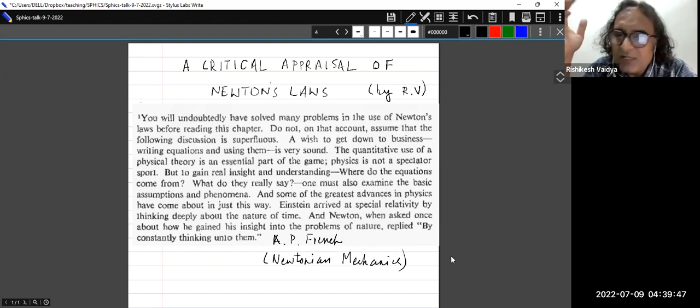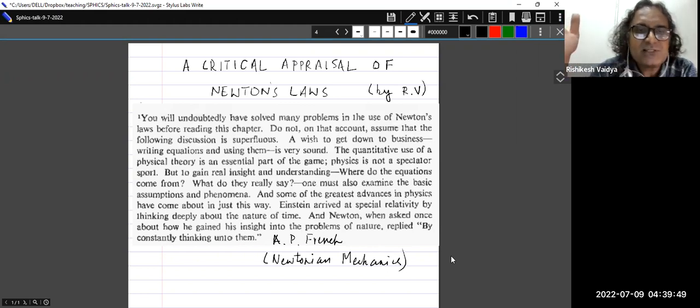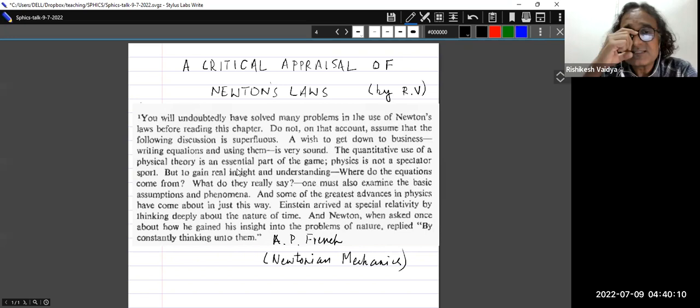And the course, I typically open that course with the first lecture, which is a critical appraisal of Newton's laws. So I think what I would like to discuss is best described by this short footnote in the beautiful book by AP French, Newton and Mechanics. One of the chapters actually opens with this footnote, a chapter which discusses Newton's laws.